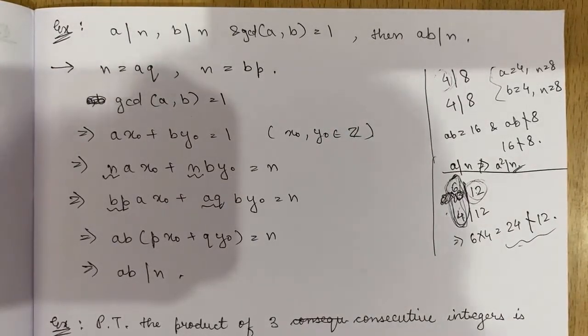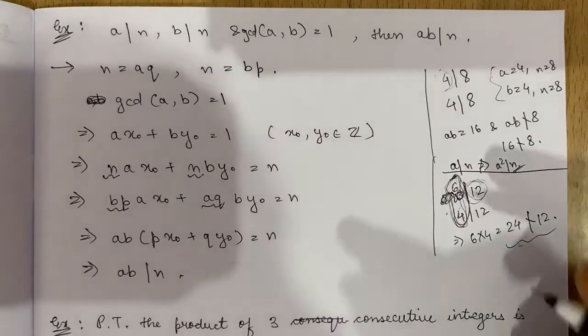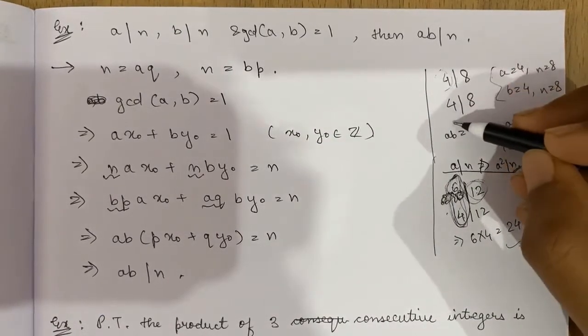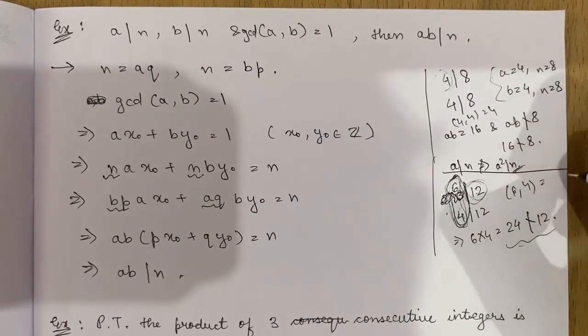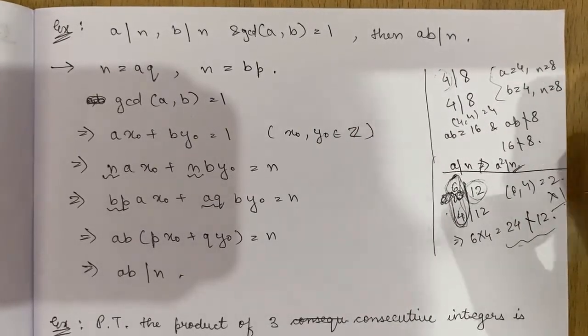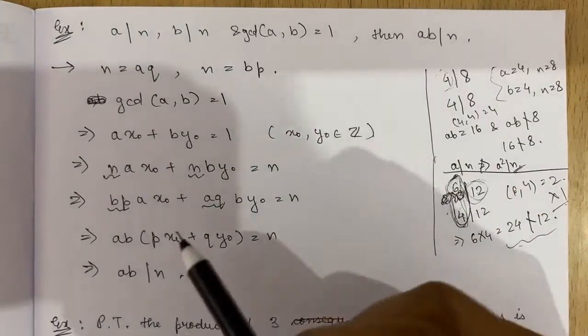Yeah, because over there the GCD of 4 and 4 was 4. Over here the GCD of 6 and 4 is 2 and not 1. Now let's look at the proof.